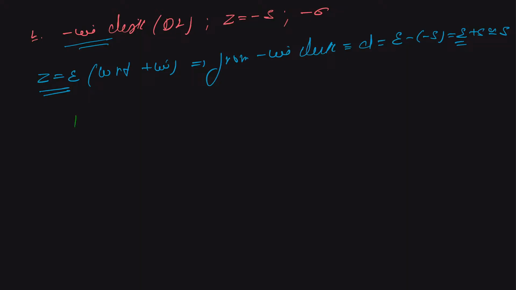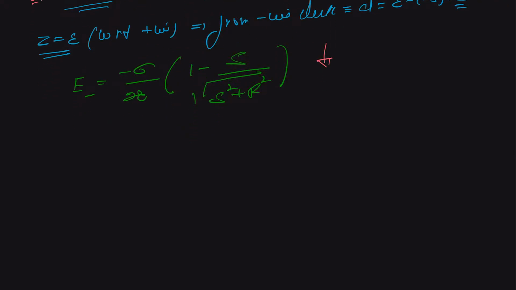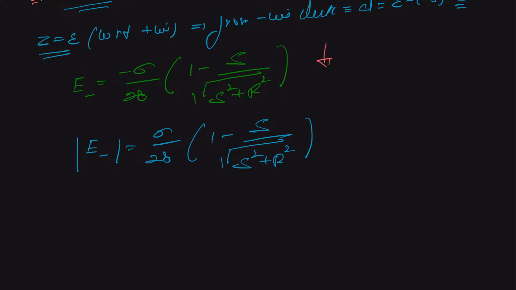Therefore, now we come to the electric field due to the negative disk, which is equal to minus sigma upon 2 epsilon naught times 1 minus s upon the square root of s square plus r square. Its direction will be downward, directed towards the negative disk. If we are only interested in the magnitude, we can write sigma upon 2 epsilon naught times 1 minus s upon the square root of s square plus r square.